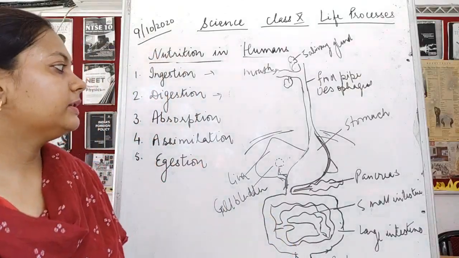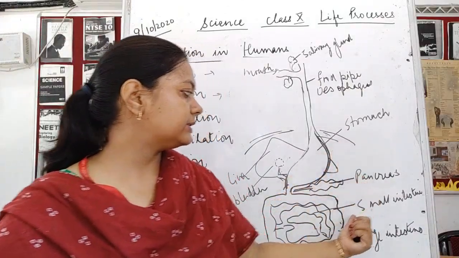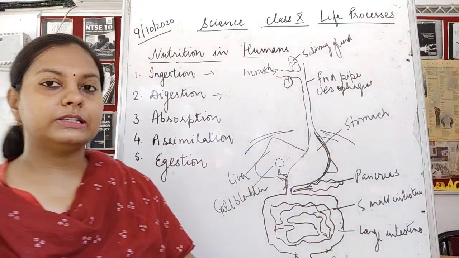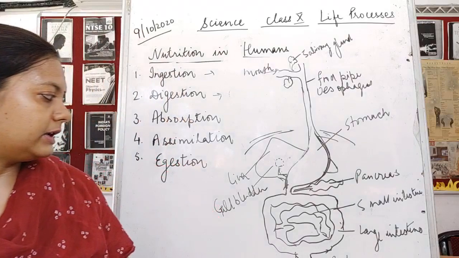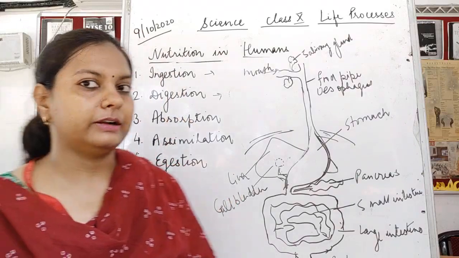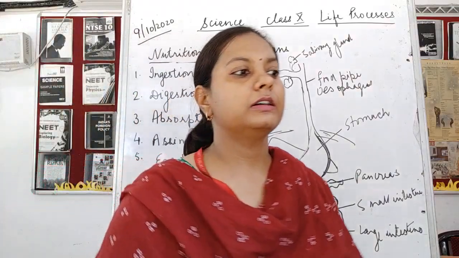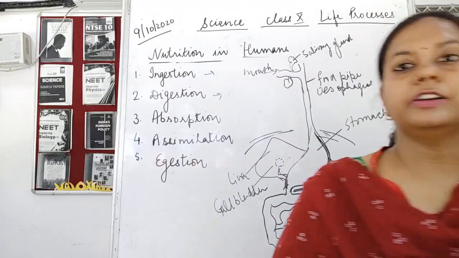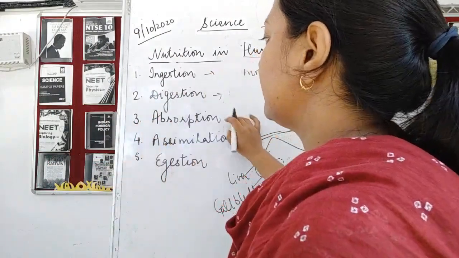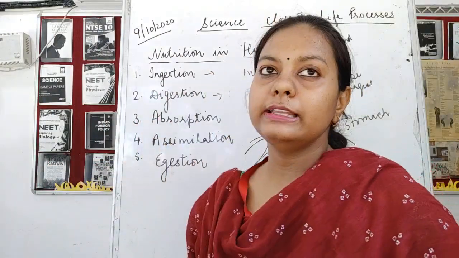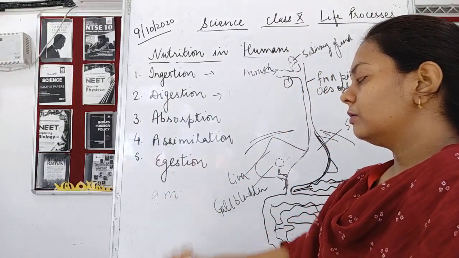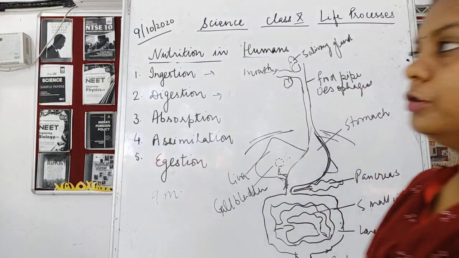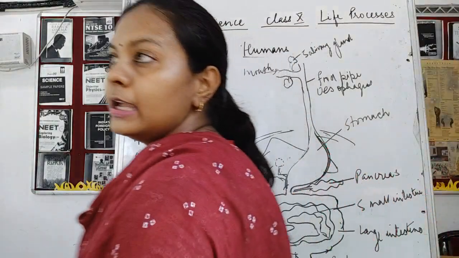Then after that, stomach, then pancreas, then small intestine, large intestine, which ends in the rectum, and at the last, anus is present, along with liver and gallbladder. Now children, please remember that this complete process which we have written here: ingestion, digestion, absorption, assimilation and egestion, all takes place in this 9-meter long tube. This is said to be the alimentary canal.